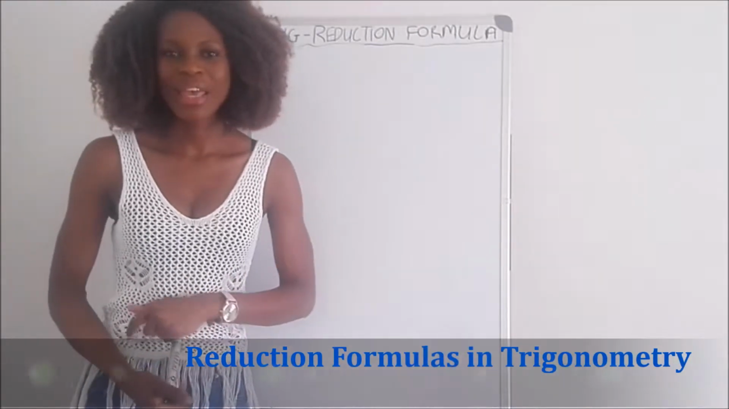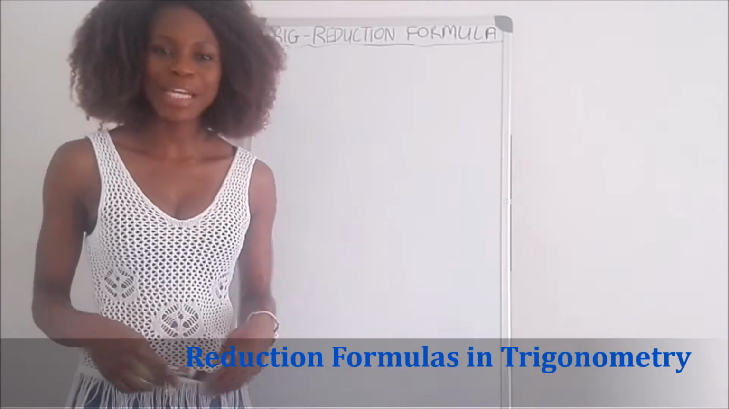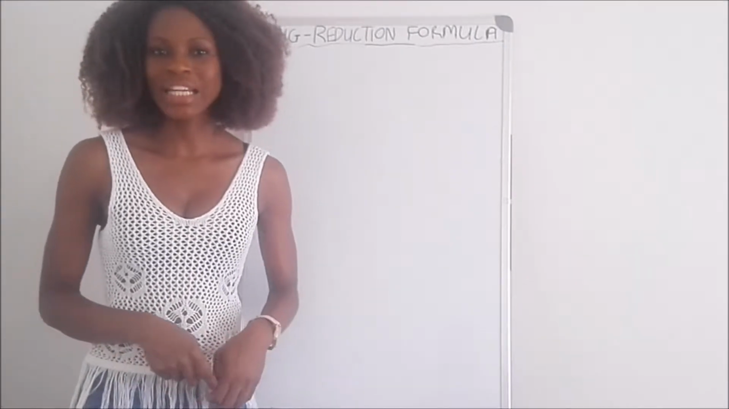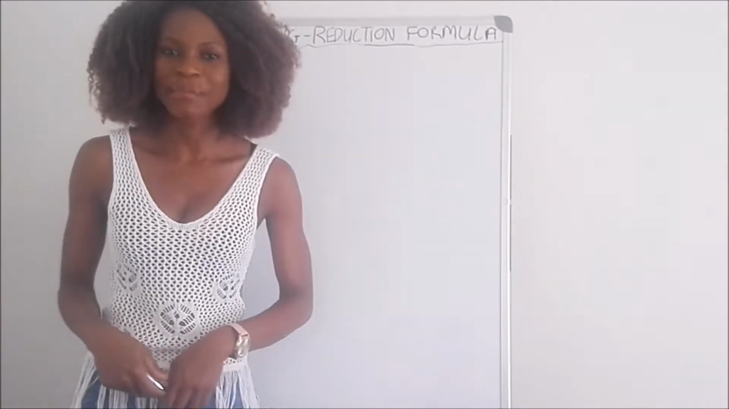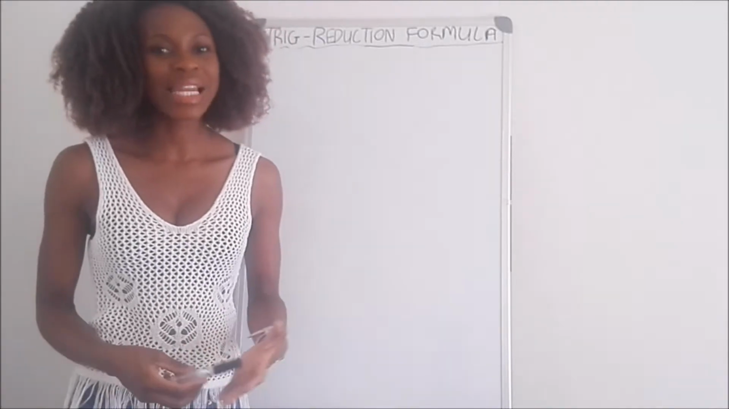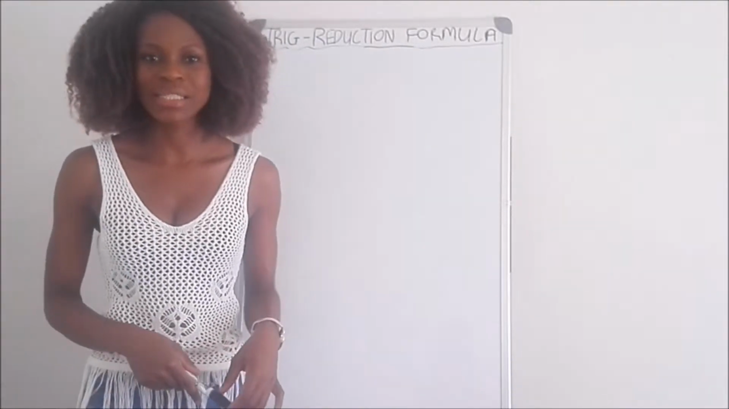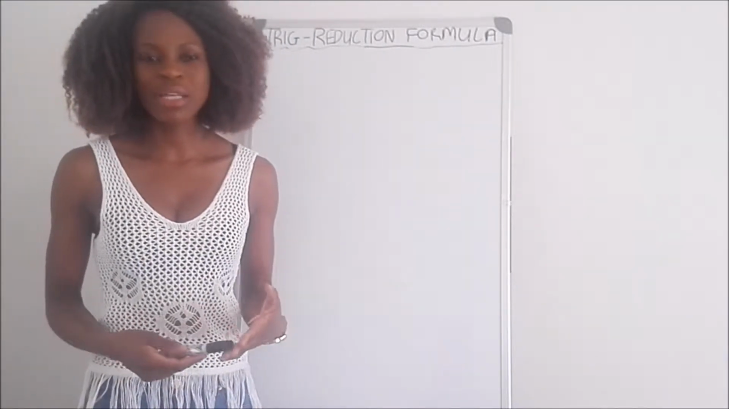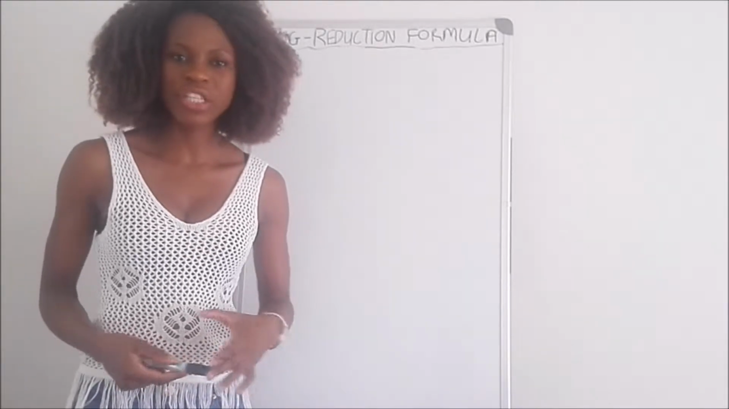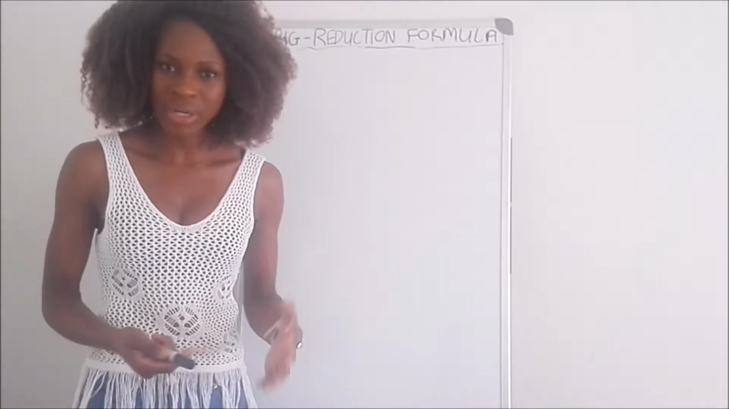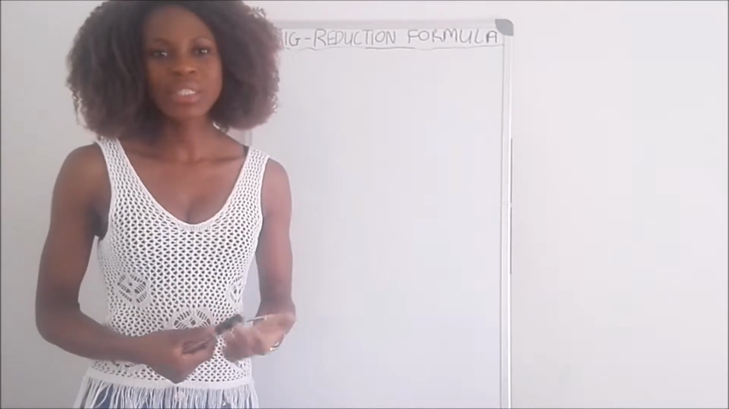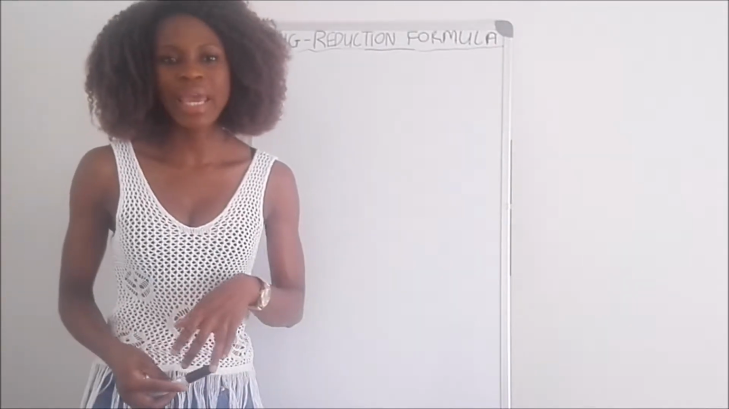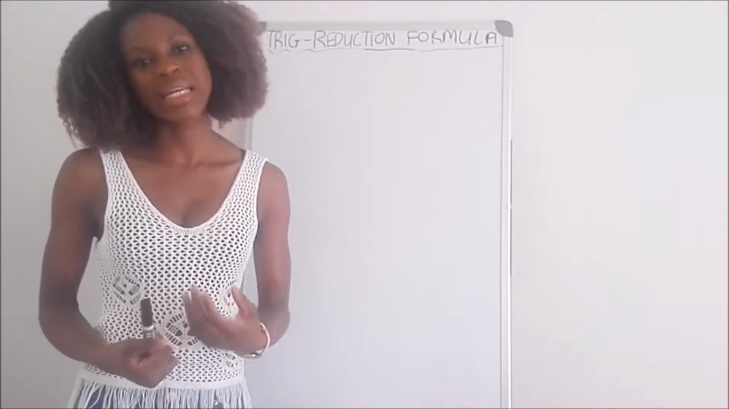Reduction formulas enable you to write any trig ratio in terms of an acute angle. Remember, an acute angle is any angle which is less than 90 degrees. Let's first do a bit of revision from our last session, which was trigonometry in the Cartesian plane and also trigonometric identities.